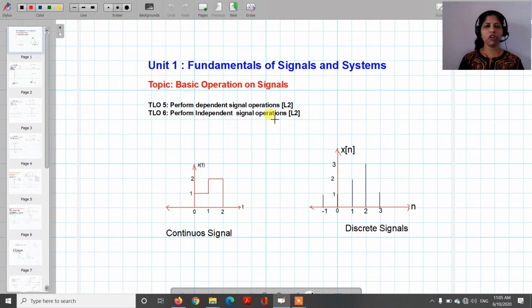So students, we already discussed the definition of signal. A signal is based on a physical phenomenon which depends on one or two independent parameters. For example, temperature is one physical quantity which varies with respect to time. So in temperature, time is the independent parameter.